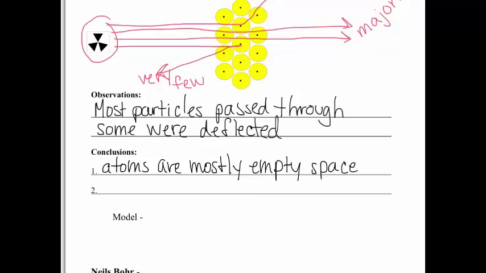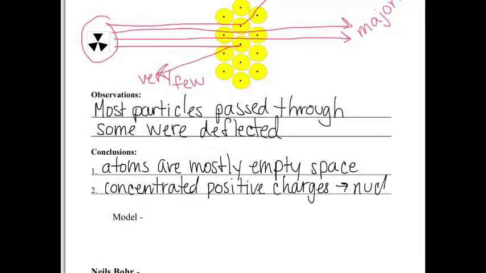And then the other thing was that those positive charges were not in the sphere overall, but instead were concentrated in a very small place we now call the nucleus. So we're going to say concentrated positive charges. We now call that the nucleus.